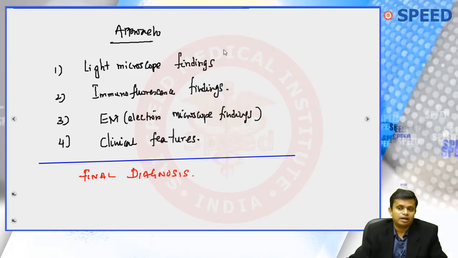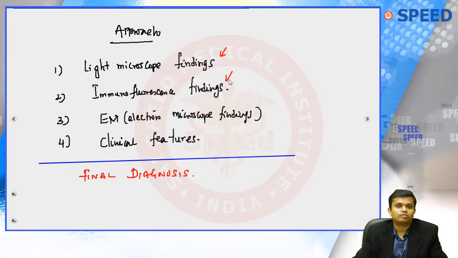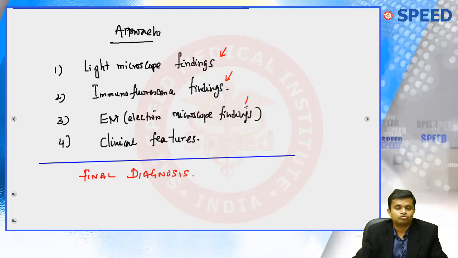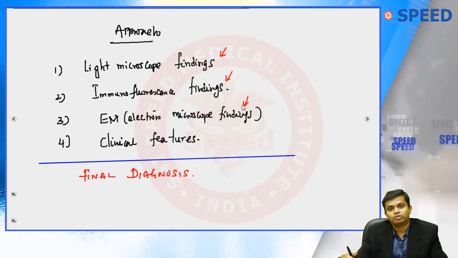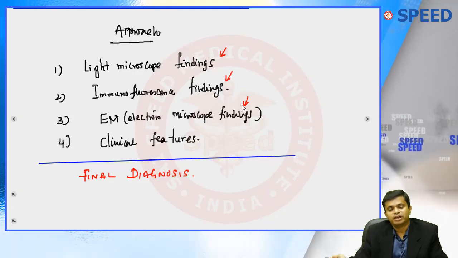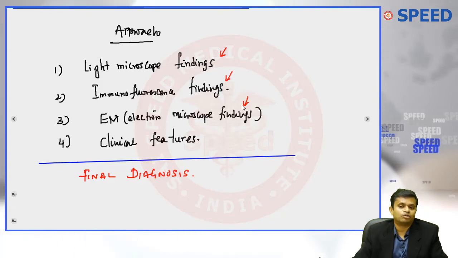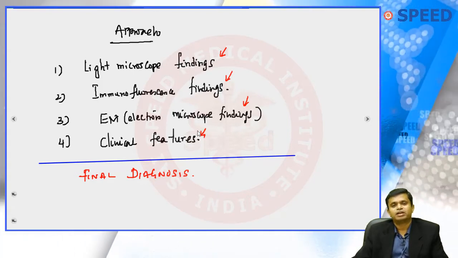I will look at the biopsy and see for light microscope changes. I will look at the immunofluorescence and I will have some findings on that. I will have electron microscope. Electron microscope means you say subepithelial deposits, subendothelial deposits, membranous deposits, intramembranous deposits, mesangial deposits. That is called electron microscope finding. Then finally, I will say clinical features. What is the clinical feature of this patient?